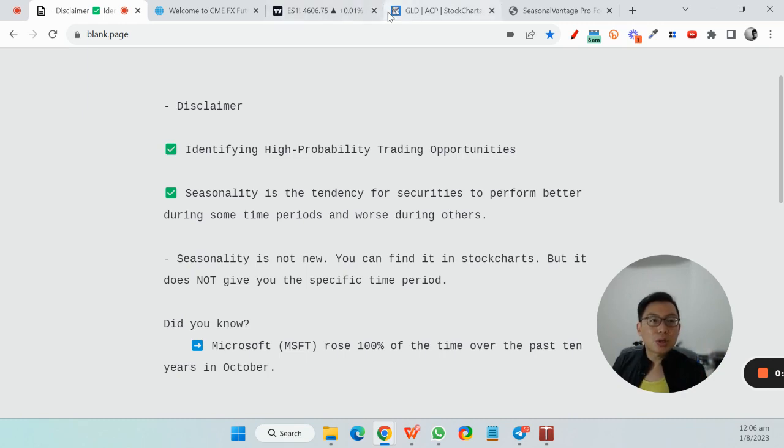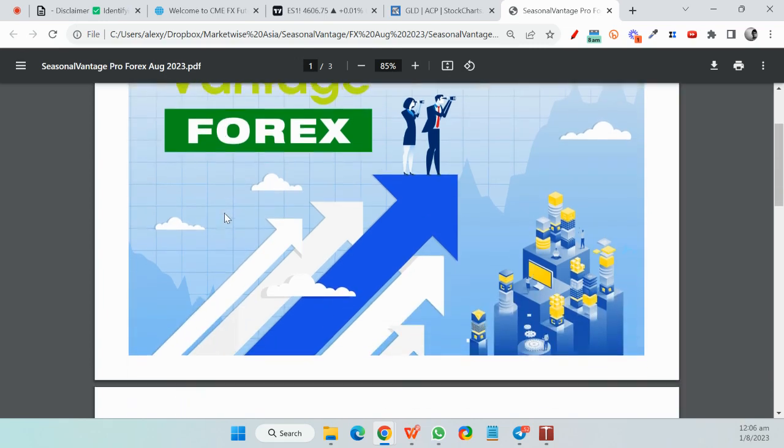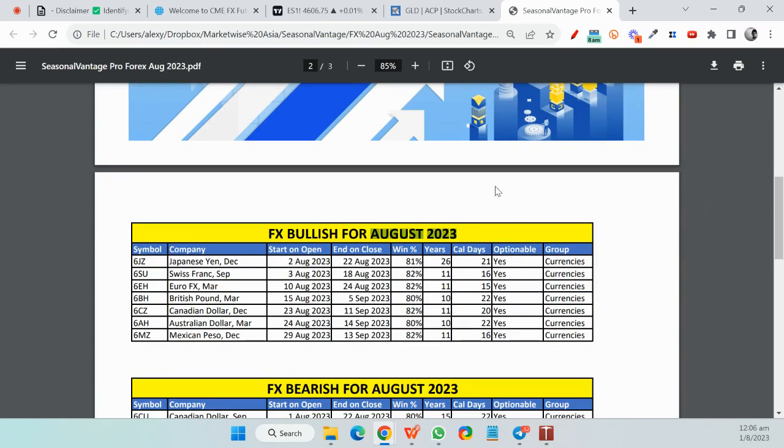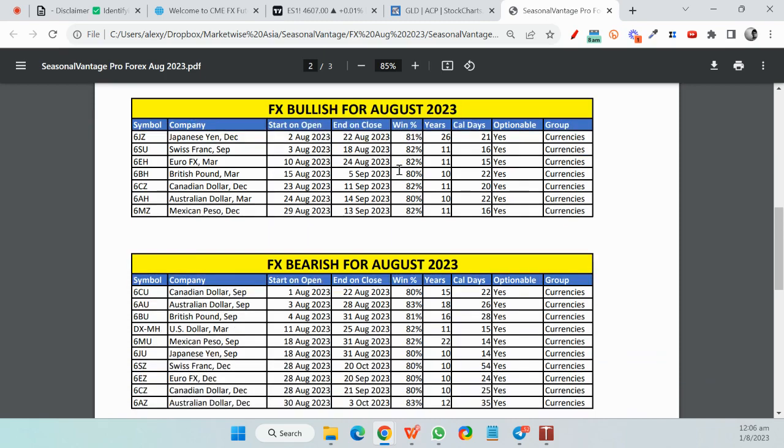So you should have received this SeasonalVantage Forex report. It should look something like this. It could be other months, that doesn't matter. But for this case, this is the August 2023 report. Later I will show you how to use it.